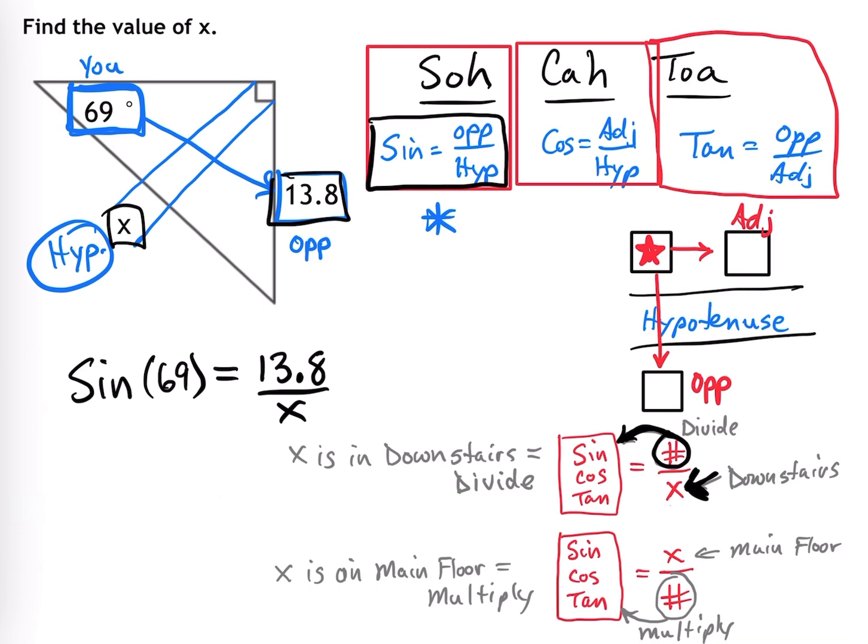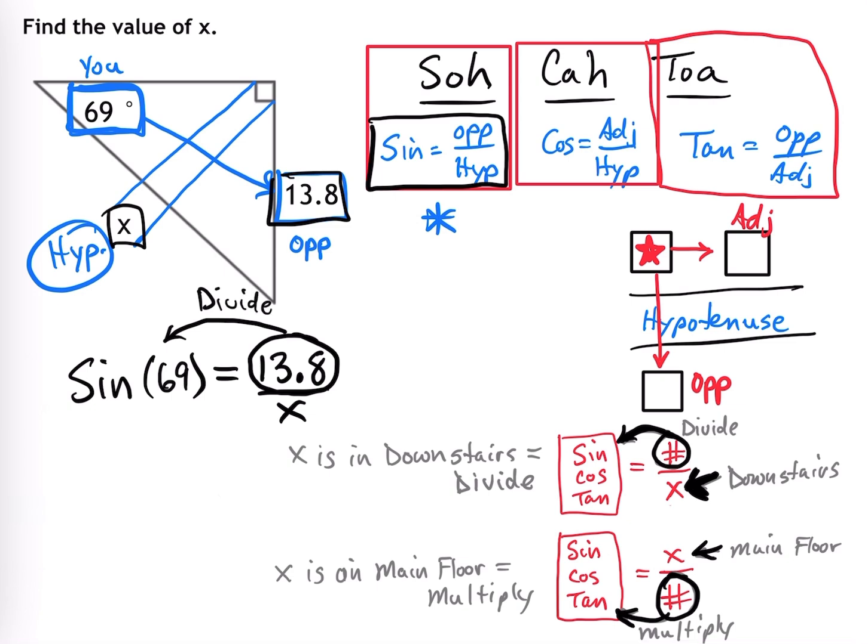If the x, however, does show up in the top of the fraction, or on the main floor of the fraction, then you're going to multiply the number that's given to you in the bottom of the fraction by your sine, cosine, or tangent function. But since we have x downstairs, we're going to divide. We're going to take this 13.8 and divide it by the sine of 69.